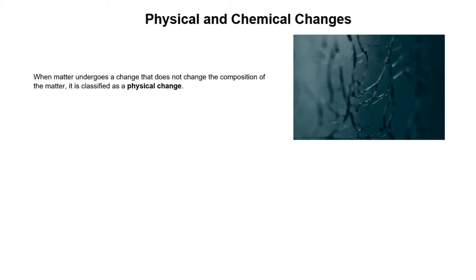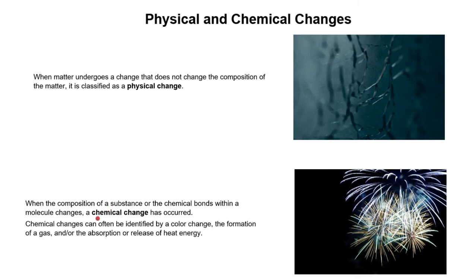When you do change the composition of a compound, a chemical change has occurred. Chemical changes can often be identified by three major properties. You may have a color change, you may form a gas, so you might see bubbles, or you might absorb or release energy, often in the form of heat. So when a firework explodes, not only does it change color, but it also releases heat energy. This is an indication that a chemical change has taken place.